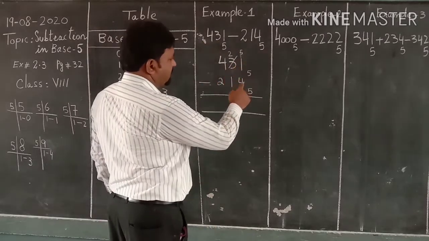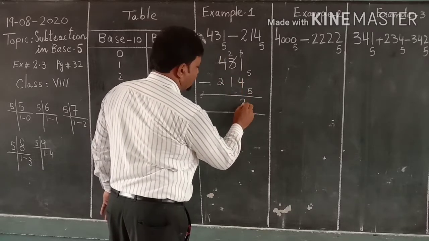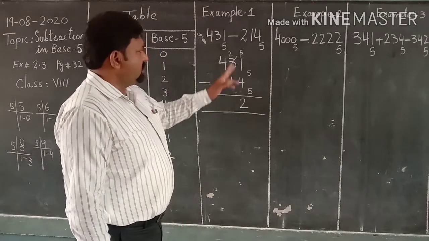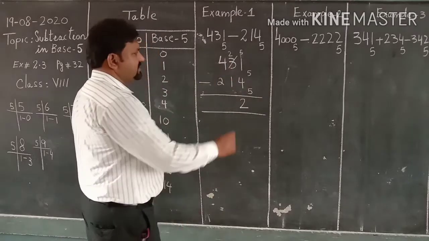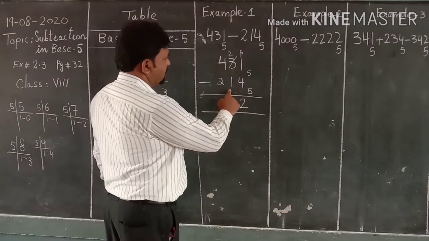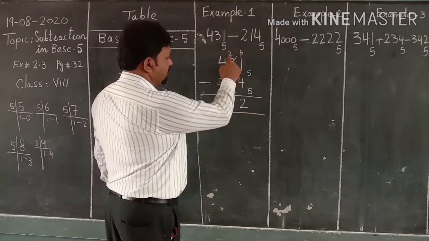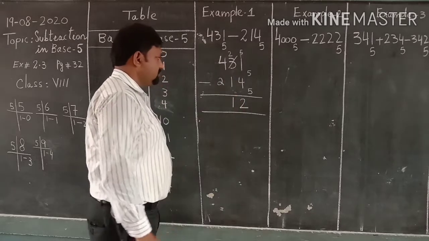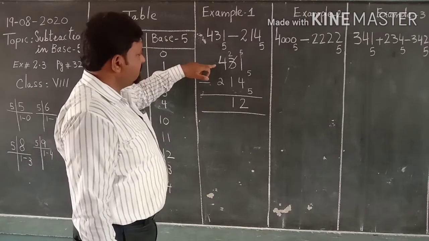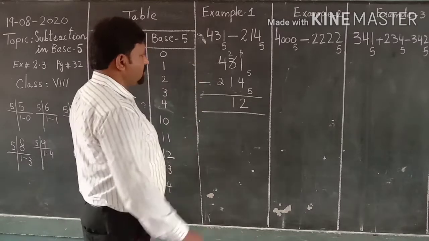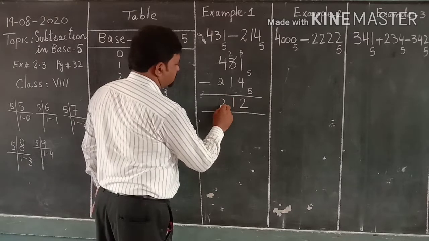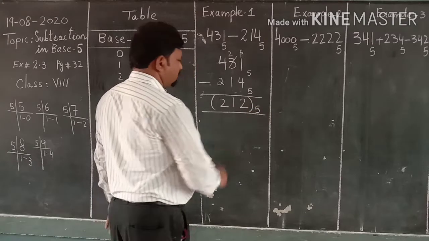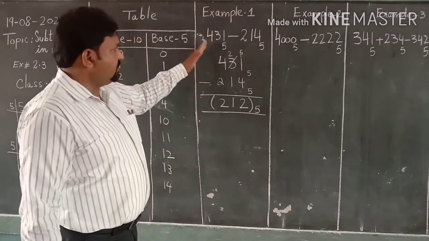When we subtract 4 from 6, the answer will be 2. Now, in the next column, we subtract 1 from 2. 2 is bigger than 1, so the answer will be 1. Now we subtract 2 from 4, so the answer will be 2. So we will write 2 here. This is the result of this question.